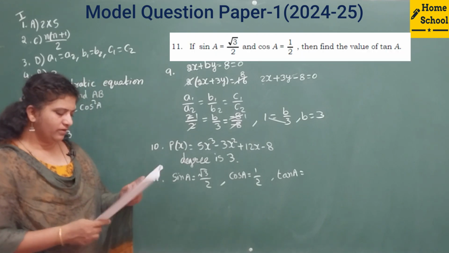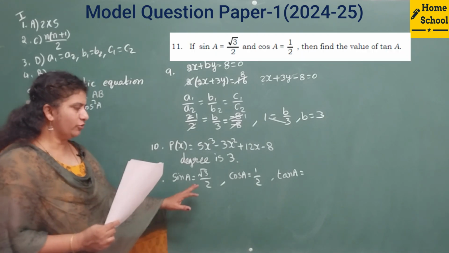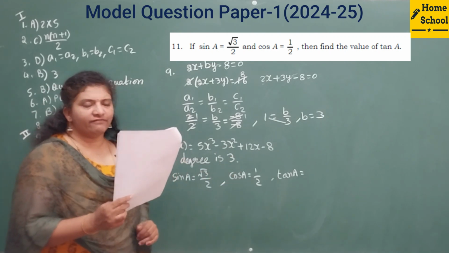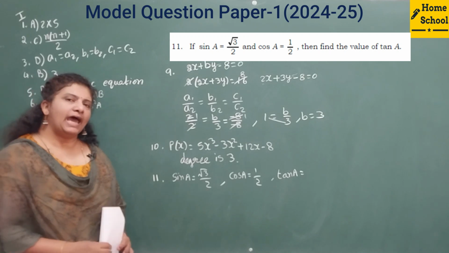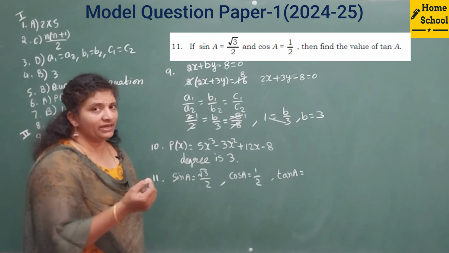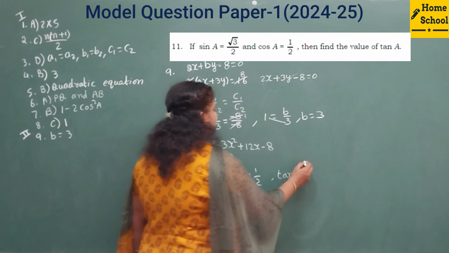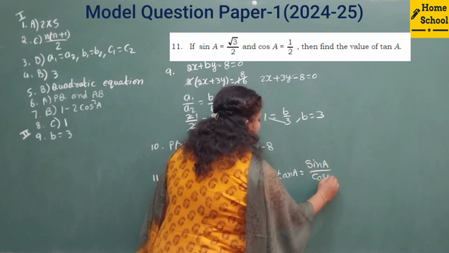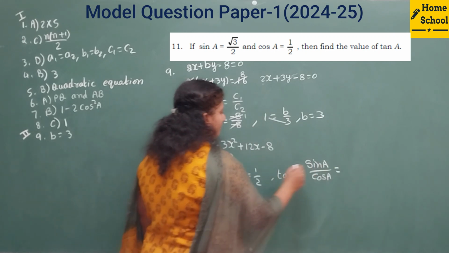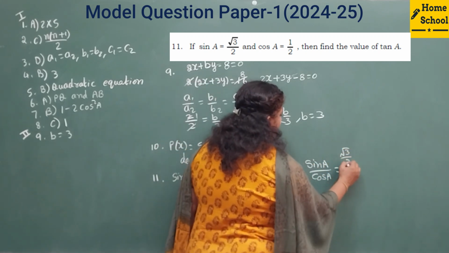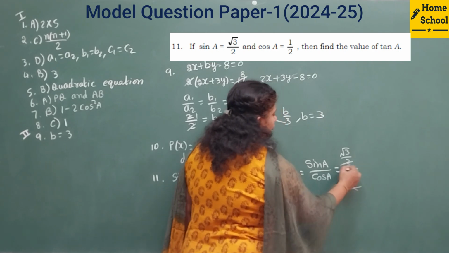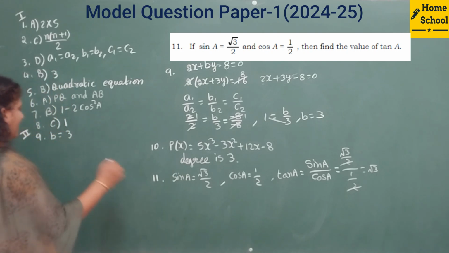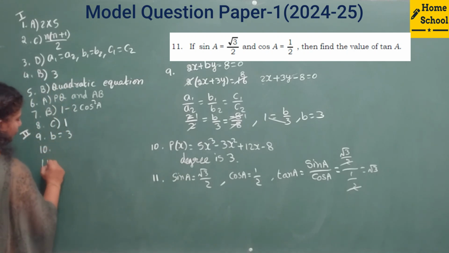11th one. If sin A is equal to root 3 by 2, cos A is equal to 1 by 2, then find the value of tan A. Tan A, what is the ratio? Sin A by cos A. Write that. Tan A is equal to sin A by cos A. Sin A value is root 3 by 2. Cos A value is 1 by 2. 2 cancels, root 3 by 1. I can write it as root 3. Therefore, what is your answer? It is root 3.